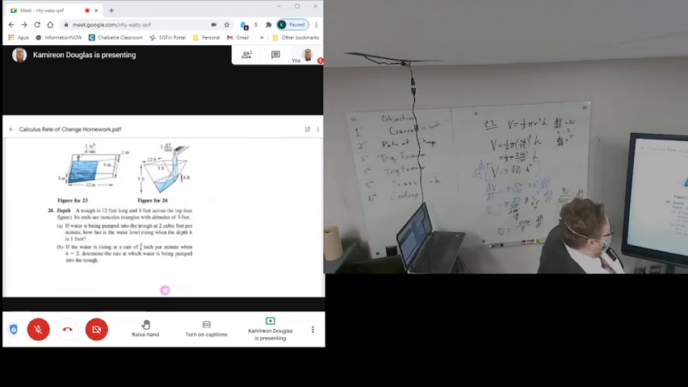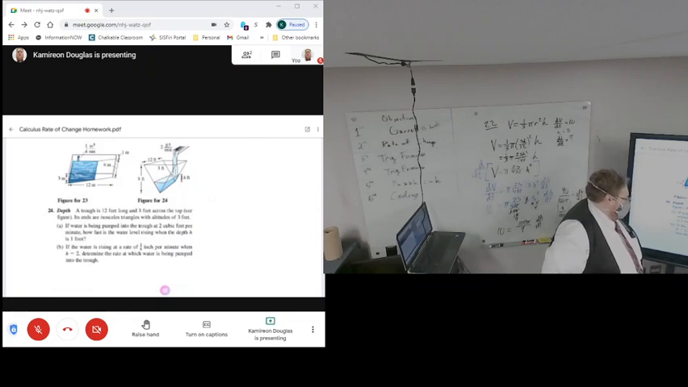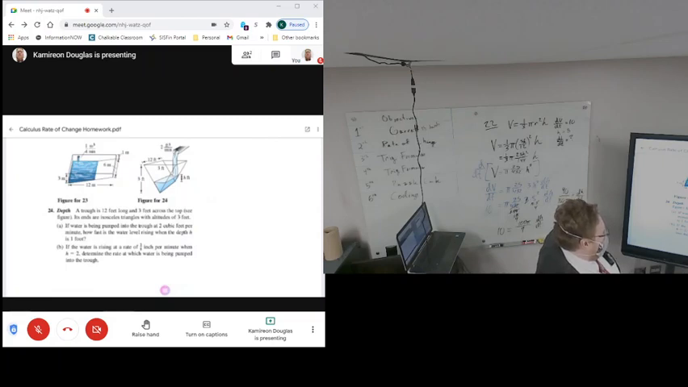A trough is 12 feet long and 3 feet across the top. See the figure. Its ends are isosceles triangles with an altitude of 3 feet. Water is being pumped into the trough at 2 cubic feet per minute. How fast is the water level rising when the depth h is 1 foot? B. If the water is rising at a rate of 3/8 inches per minute when h equals 2, determine the rate at which water is being pumped into the trough.